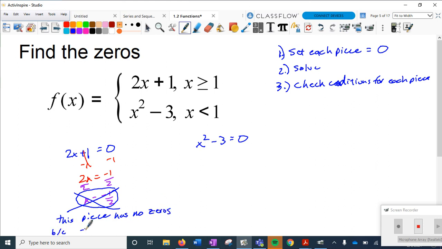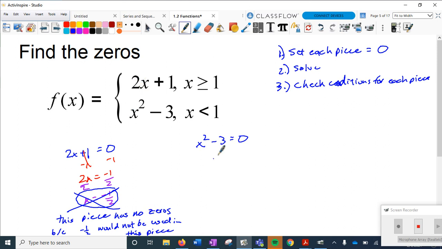Because negative 1/2 would not be used in this piece. If I tried to input negative 1/2, I would look at the conditions, and negative 1/2 would not be put into this piece. So using negative 1/2 would never make this turn into 0. Because when I try to put in negative 1/2, it's not greater than or equal to 1, so it wouldn't go into this one. It would actually go into this one, and I don't know what the zeros on this one are yet. I just know that negative 1/2 doesn't work in this piece.